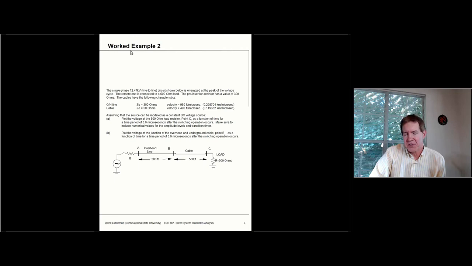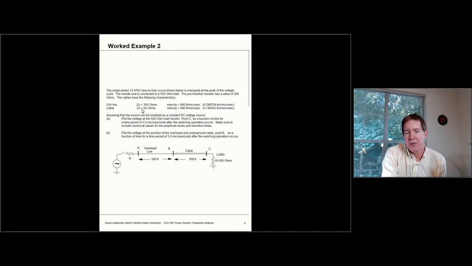A more realistic situation would be looking at a full switching surge. So here's an example. We're applying the same techniques, but we're doing this at a distribution level. We have a single phase 12.47 kV line circuit, and we're energizing this at the source side of the circuit. We'll assume in this case that we have an overhead section and a cable, and we're trying to figure out what we're going to be seeing at points A, B, and C on the circuit, and then what's going to happen to this 500 ohm load.